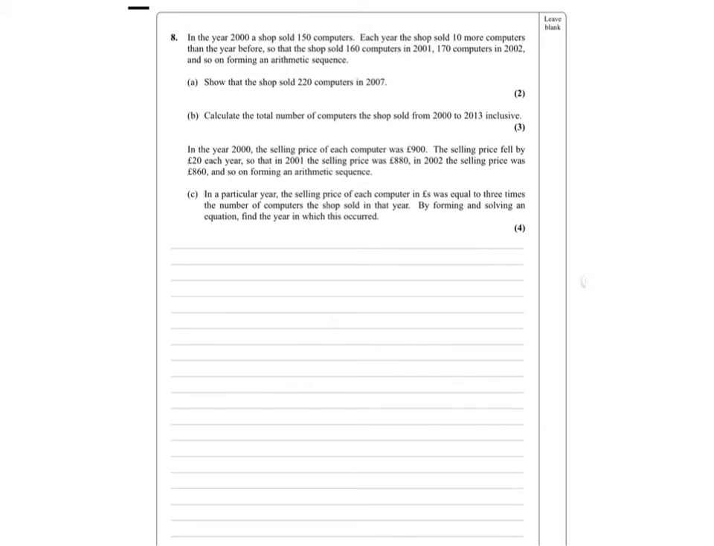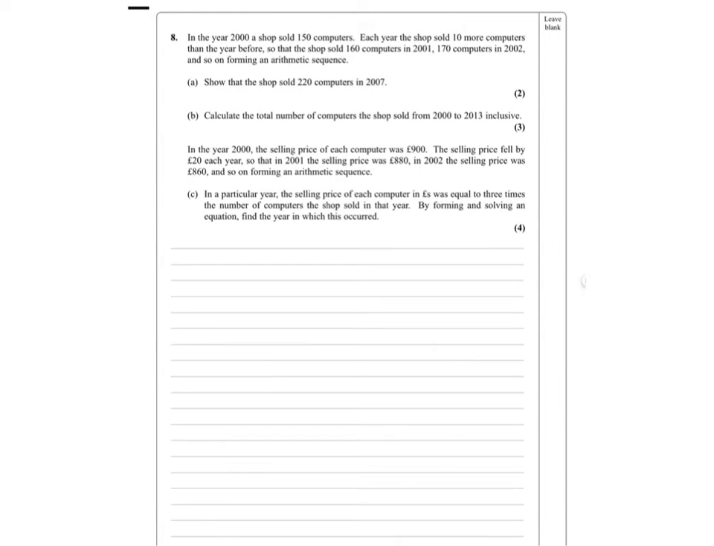Now then, question 8. I ought to read the whole question, oughtn't I? In the year 2000, the shop sold 150 computers. Each year, the shop sold 10 more computers than the year before, so the shop sold 160 computers, etc. Show that the shop sold 220 in 2007. To be honest, do I really need to?